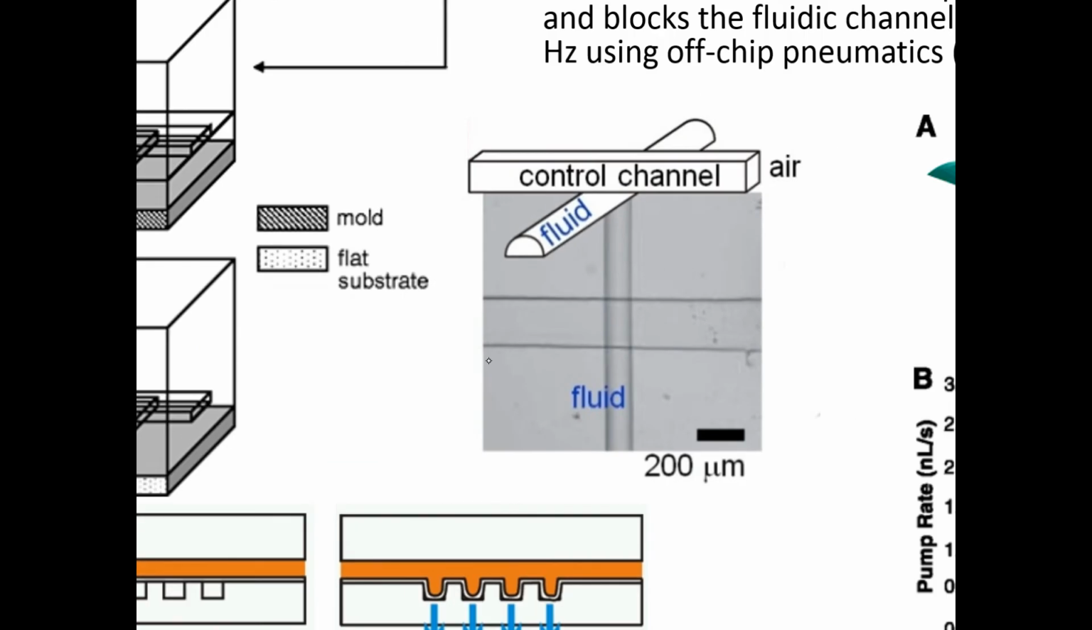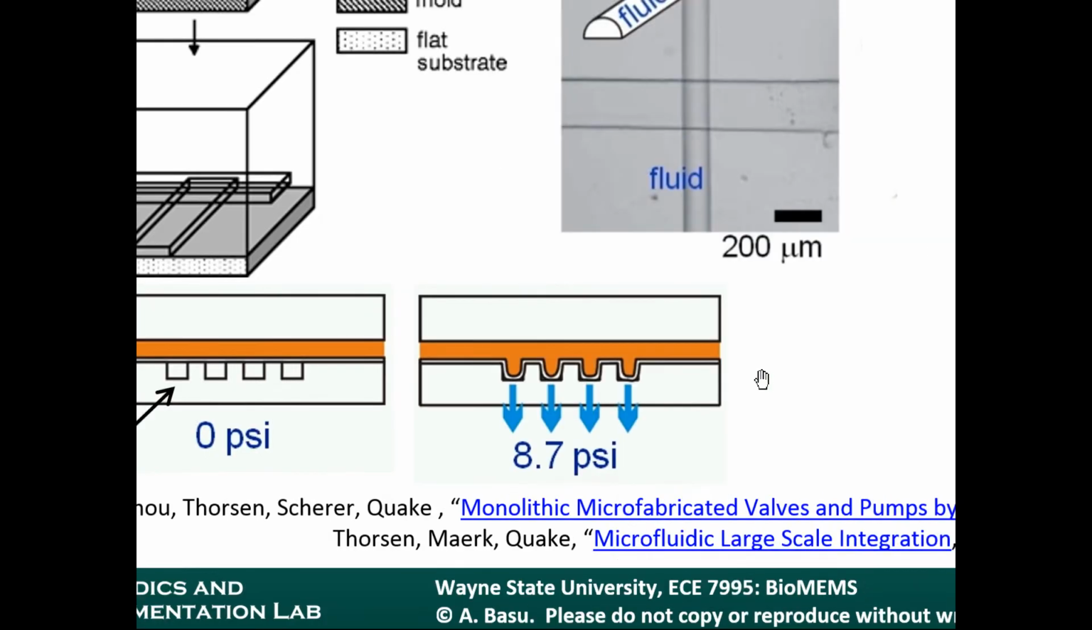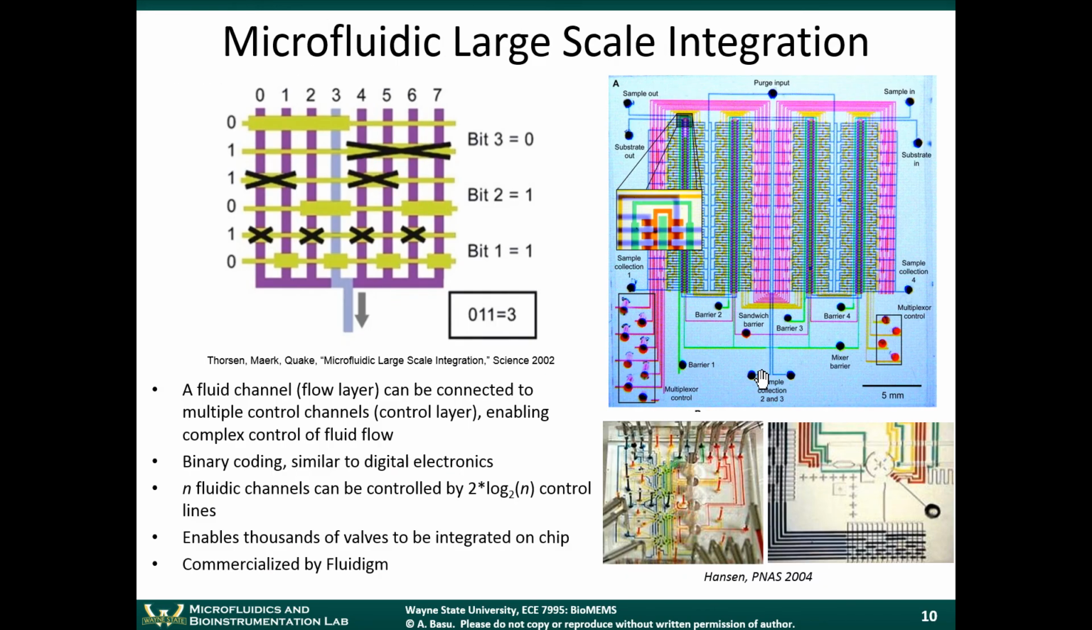This line that you see here, this is the pneumatic control line. So there's two channels. One is where there's gas flow, and one where there's fluid flow. In the gas flow channel, if you increase the pressure, so if you turn on that solenoid so that you have a higher pressure in the gas line, the membrane deflects down, and that blocks the actual fluid channel below that.